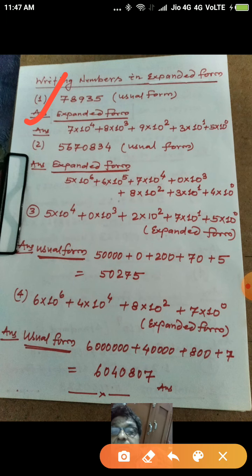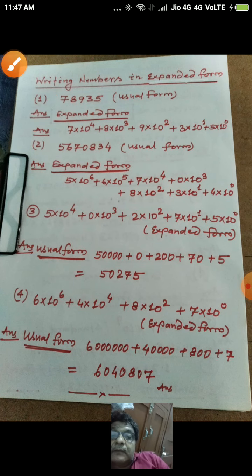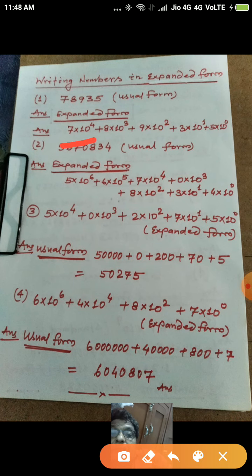Here what we have to do in expanded form writing: we take the first digit, then multiply by 10, and count the digits leaving the digit taken. It means we will not count this 7, because we have taken the 7. After 7 there are 4 digits, so 7 should be multiplied by 10 to the power 4. Then we write plus, and take the second digit, which is 8.